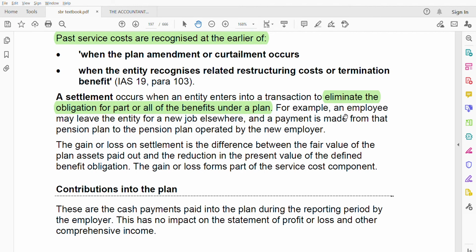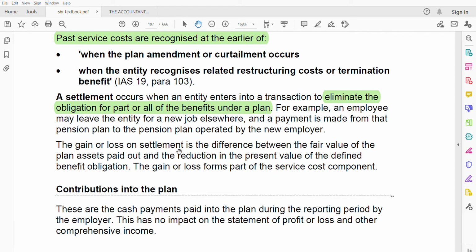For example, an employee may leave the entity for a new job elsewhere and a payment is made from that pension plan to the pension plan operated by the new employer. Okay. So it changed from the old employer's pension plan to the new employer's pension plan.